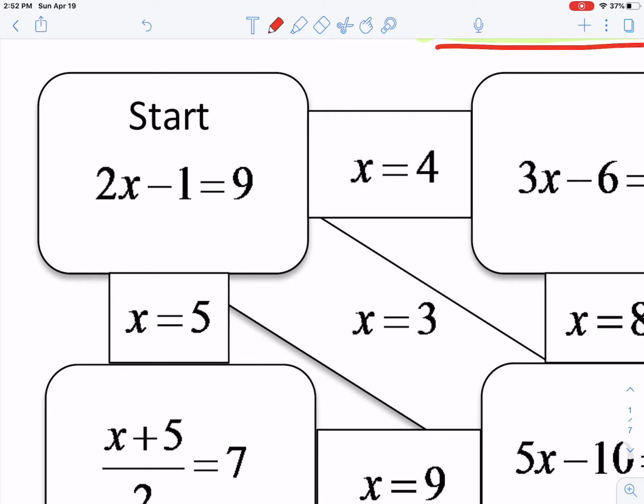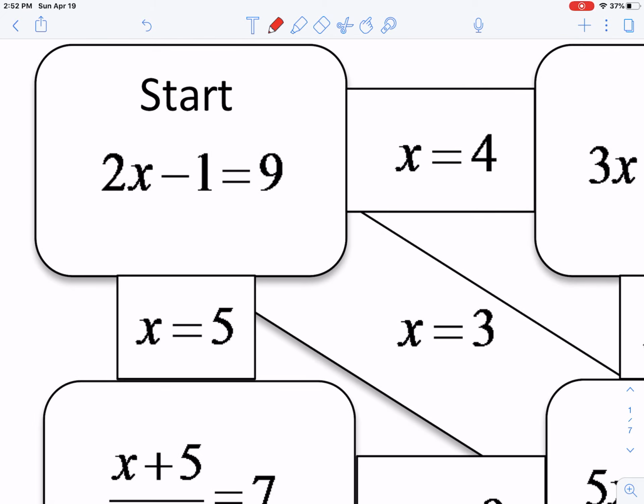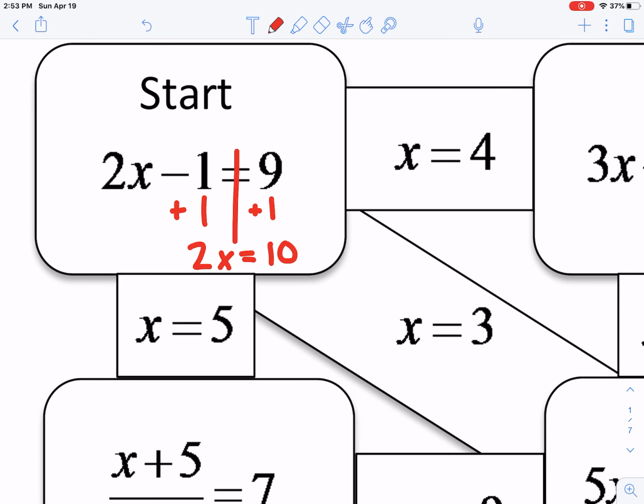All right, so for this first problem here, we have 2x minus 1 equals 9. So to solve for x, I've got to get that 2x by itself. So I'm going to undo subtracting 1 and get 2x is equal to 10. And then how do I undo multiplying by 2? I divide by 2 on both sides, and 10 divided by 2 gives me x is equal to 5.